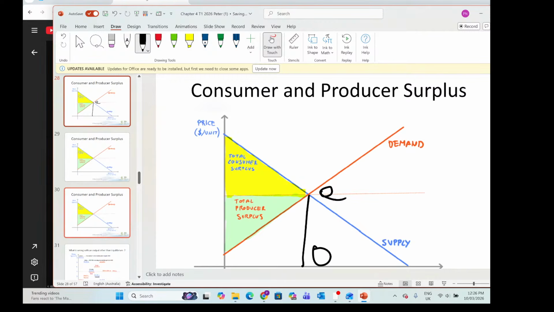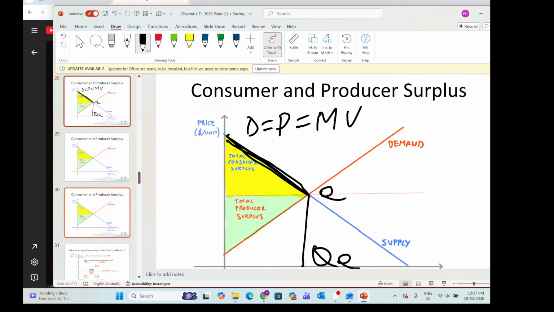At the quantity, at that equilibrium, if we think about all the goods that we produce out to that quantity, all the goods that we're producing, the demand curve represents the price that people will be willing to pay, and we know that different demanders are willing to pay different amounts, and that is equal to their marginal utility. That's what the demand curve means.